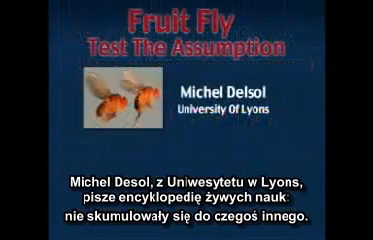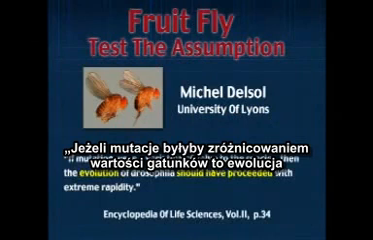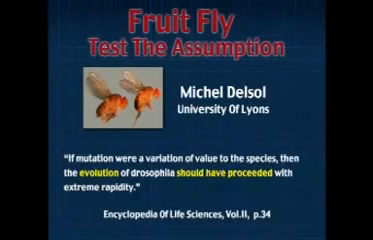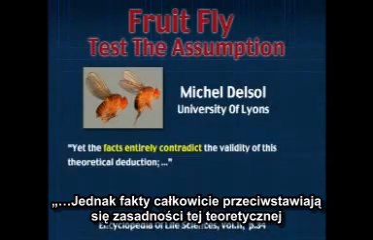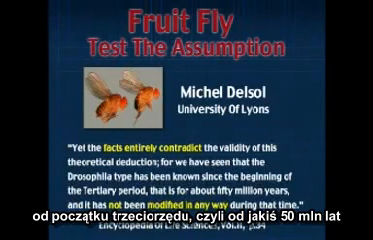Michael DeSole, University of Lyons, writing the Encyclopedia of Life Sciences, says, if mutation were a variation of value to the species, then the evolution of Drosophila should have proceeded with extreme rapidity, as it mutates more than anything and reproduces every 2 weeks. Yet the facts entirely contradict the validity of this theoretical deduction, for the Drosophila type has been known since the beginning of the Tertiary period, that is about 50 million years.